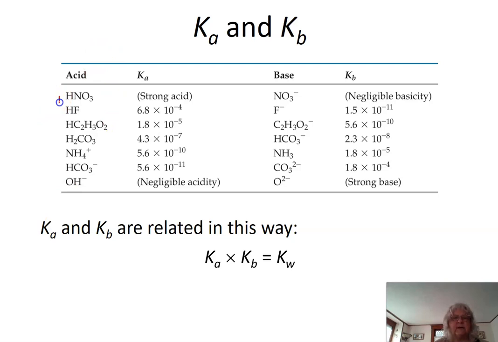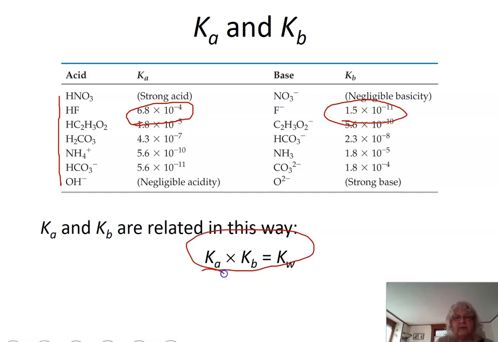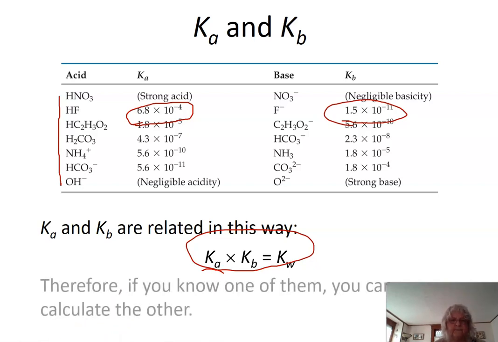So they're showing you a list here in this table of different acids and what the Ka is for the acid. So HF, 6.8 times 10 to the minus 4 is its Ka. All right. So the fluoride ion would have a Kb of 1.5 times 10 to the minus 11. And I would get that by plugging into this equation. I know Kw, I know Ka, I can solve for Kb. And what you can see is that as the acid Ka value decreases, the Kb value increases. So if you know one of these, you can calculate the other.